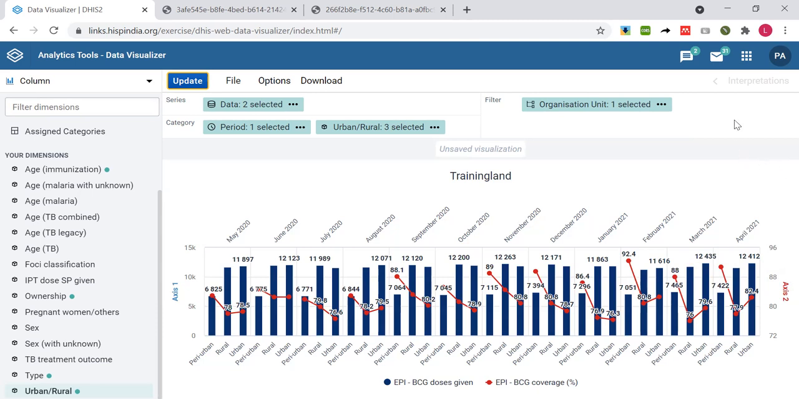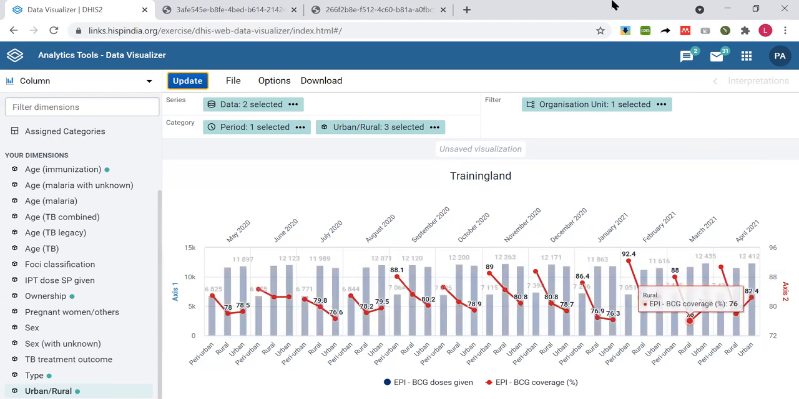Just to summarize what we have covered in the day, let me stop sharing and go back to the object. Before you finish. Yes, please. On the same one, can we have a look at it when you choose the series instead of category?